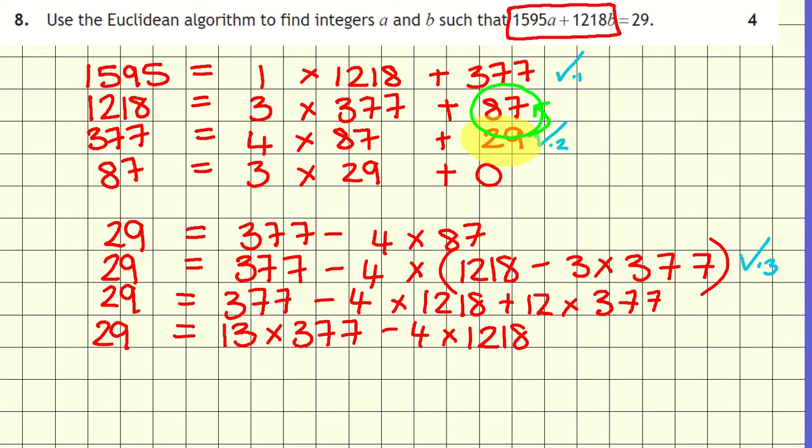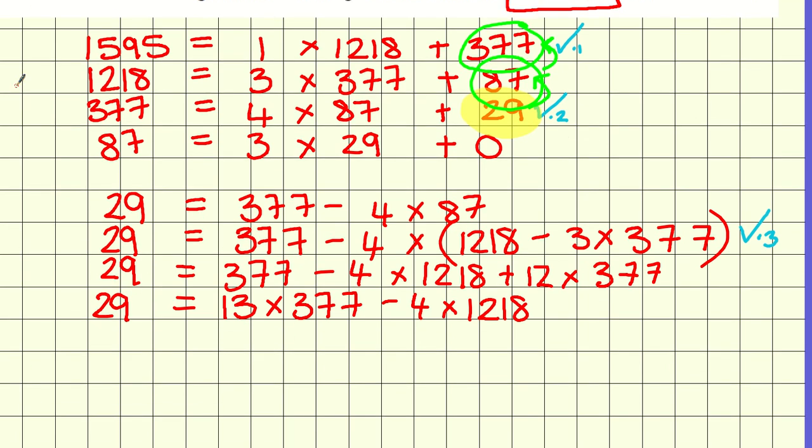Right, then what you do is you go back up to the first part of the question and go up to your next remainder. So you're looking at 377. So wherever you see that, you're just going to rewrite that line in terms of that. So everything else can stay the exact same. So 29 equals 13 times, open brackets, again change your 377 for that. So 1595, take away 1 times 1218, keep everything else the same.